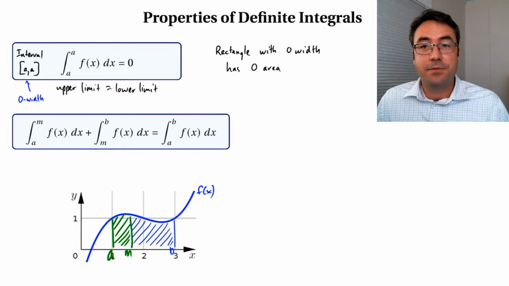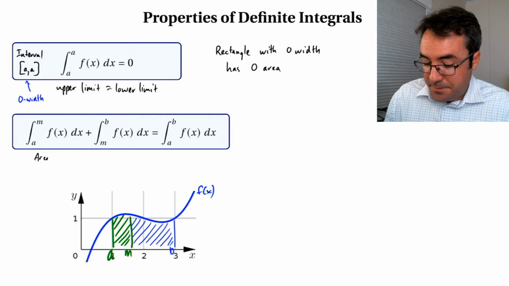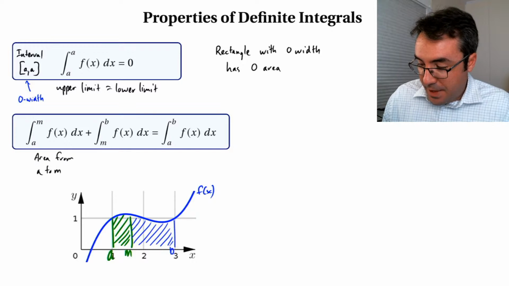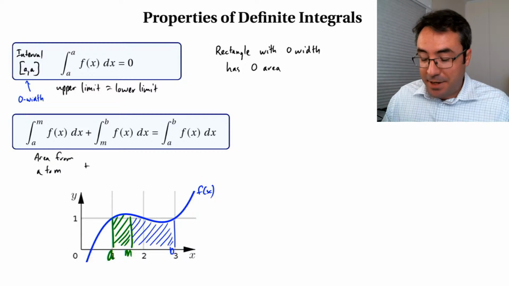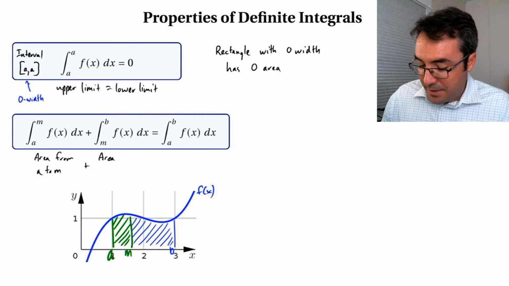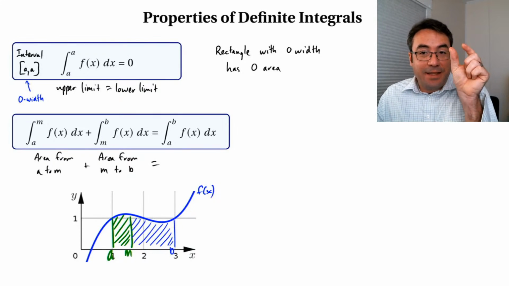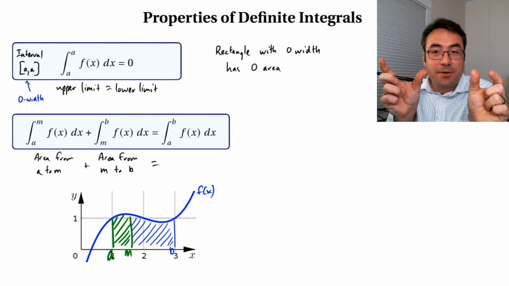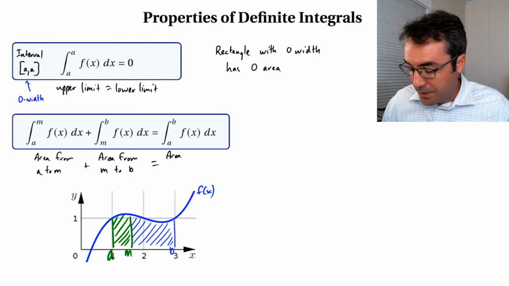So the integral of f of x from a to m, that's really calculating the area from a to m. Then the integral of f of x from m to b is calculating the area from m to b. And what this property says is that we could look at the area of the left piece, look at the area of the right piece, and just add them together, and we get the total area. We get the area from a to b.